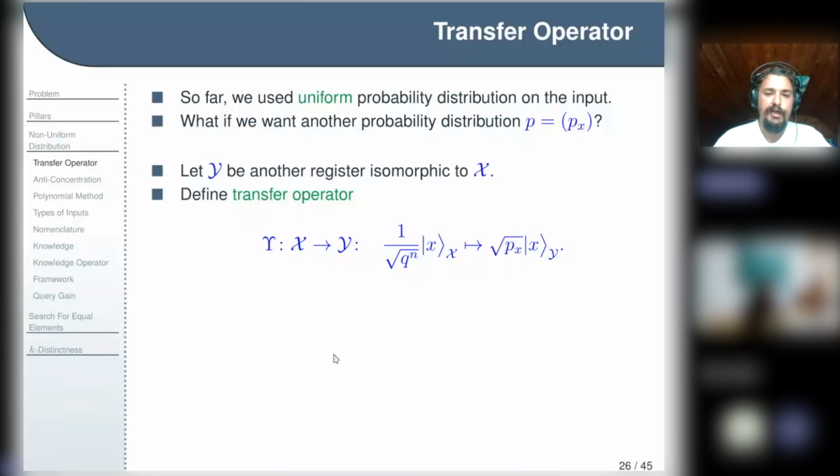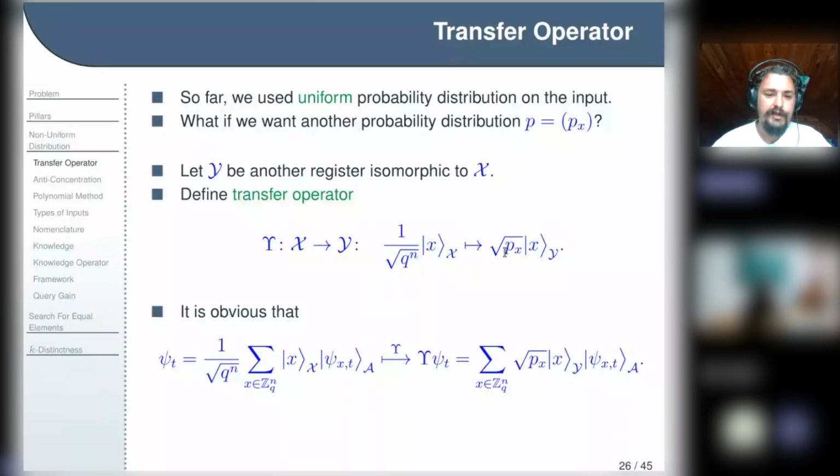It's a linear operation, and it's just a diagonal operation which substitutes the probability in the uniform distribution 1 over the square root of q to the power of n with the square root of px, which is the probability in the probability distribution I'm interested in. Okay, and square roots because this is quantum. So amplitudes are square roots of the probabilities.